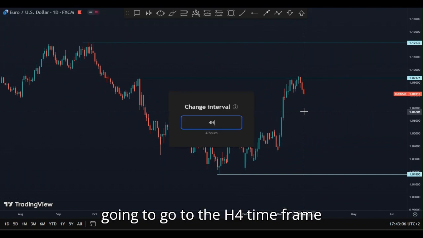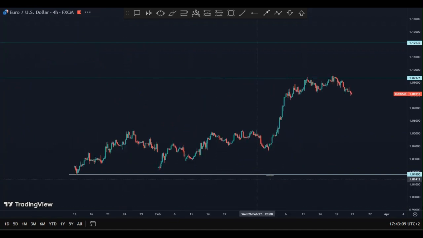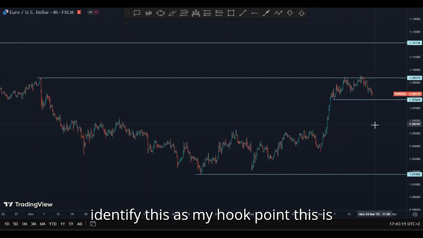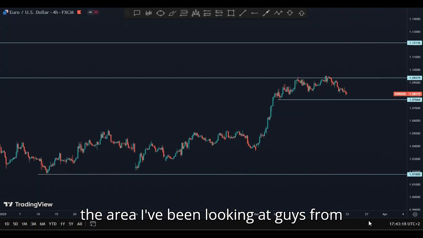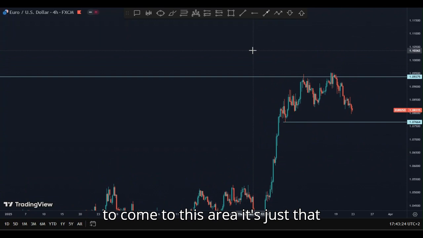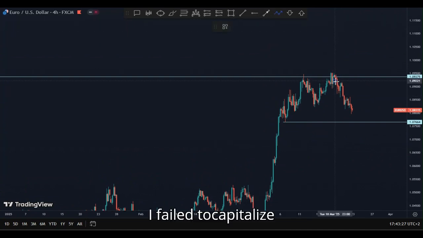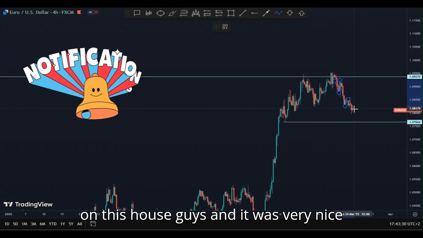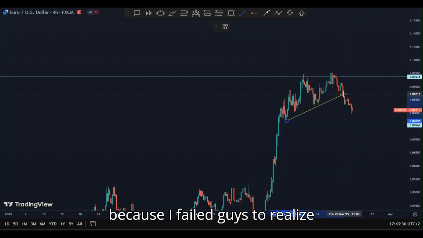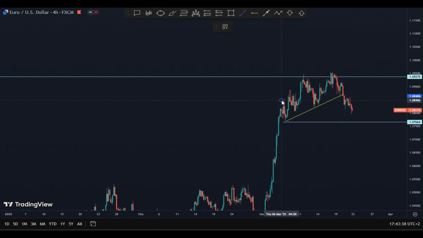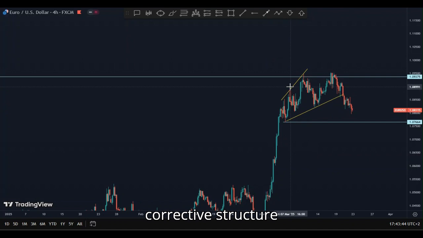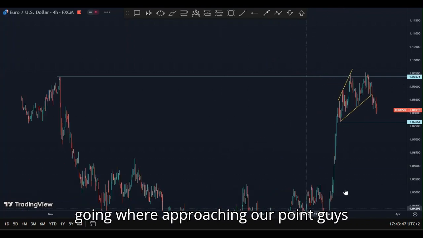So what I do is go to the H4 time frame. From the H4, I'm gonna identify this as my hook point. This is the area I've been looking at, from the video of last week when we were doing SMB. I've been expecting the market to come to this area. It's just that I failed to capitalize on these sells, and they were very nice sells, because I failed to realize this structure, a corrective structure approaching our hook point.